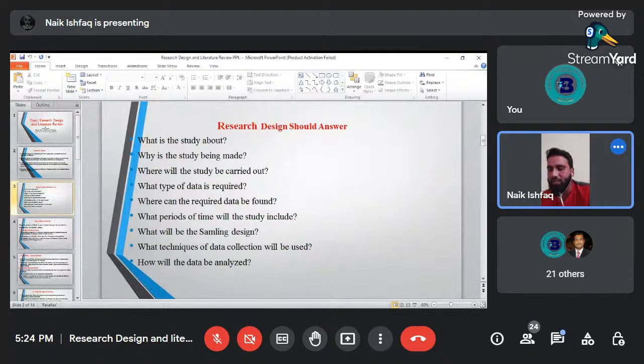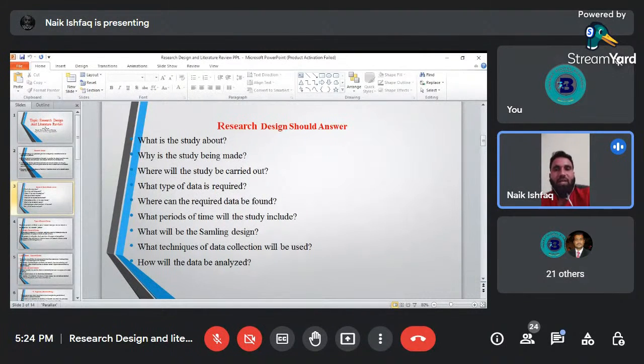The problem under the study. Second, why is the study being made? That means why this study is being carried out, what will be the purpose of the study. And third, where will the study be carried out? That means in which area this study will be carried out, whether in the town, whether in the city, whether in the village, whether in the household.